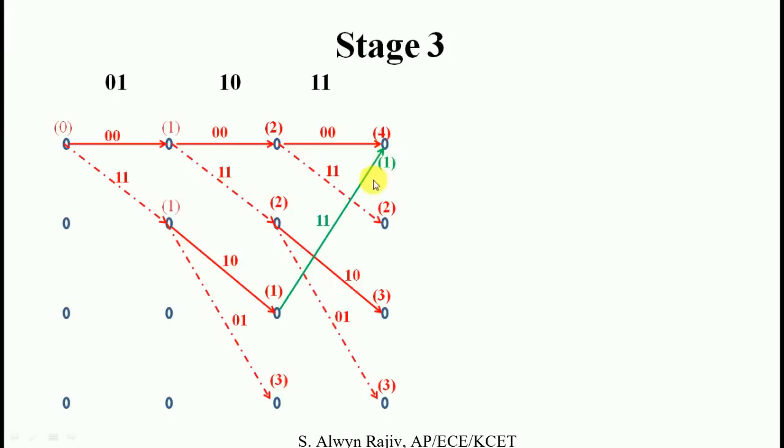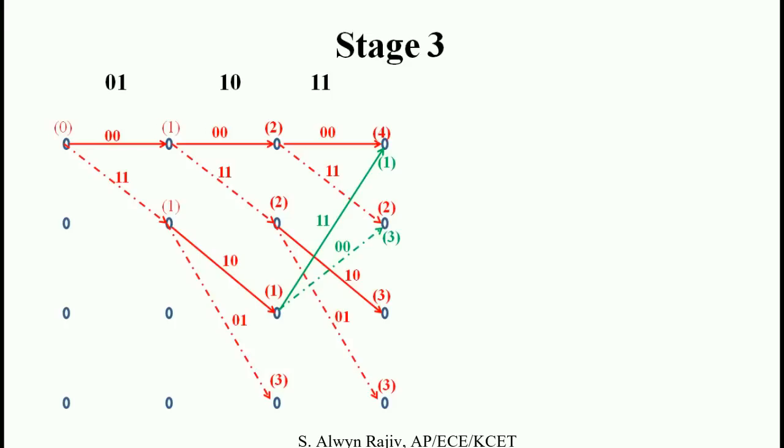The next present state is C. The input becomes 1. The next state is B. The code word becomes 0 0. Now we are going to find the Hamming distance, 0 0 and 1 1. The 2 bits to be changed. The value becomes 2. The metric value becomes 2 plus 1, 3.